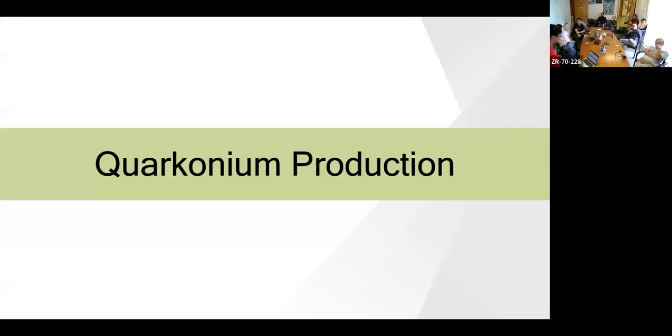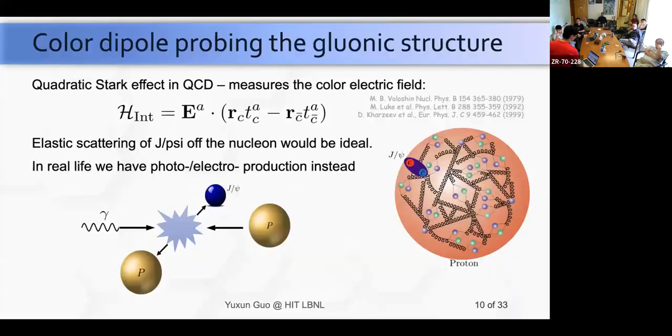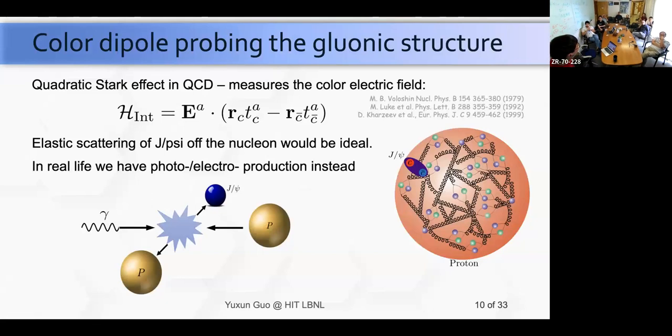So next, I want to talk about quarkonium production. It's actually not a new idea that we can use quarkonium production to probe the gluonic structure. The semi-classical picture is that if you place a dipole in an electric field, you can use the dipole interaction with the electric field to measure it. That is the Stark effect. And here we're basically doing the analog in QCD.